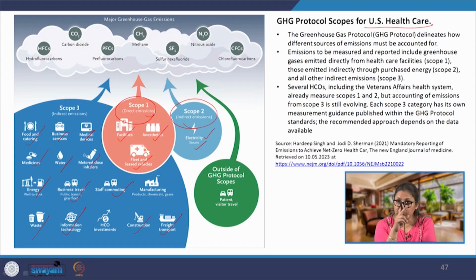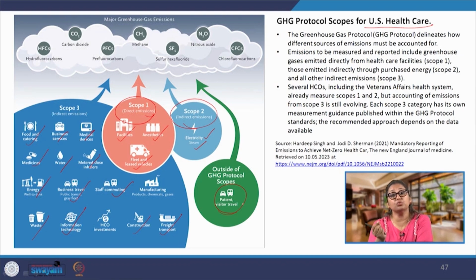And also there are certain scopes which they have identified which are outside the GHG protocol, but they have recognized that, which is their patient and visitor travel. So, sometimes the patients will be traveling on their own to reach the medical facility. So, they have identified this, which is not falling under scope 1, 2 and 3. In fact, it is not part of the scope of the group here, US healthcare, but yet they have identified it, and once they have identified, they will also be going ahead with the measurement protocol.